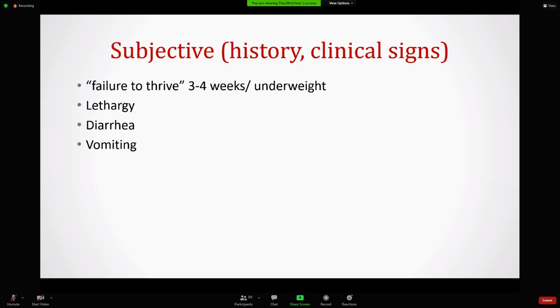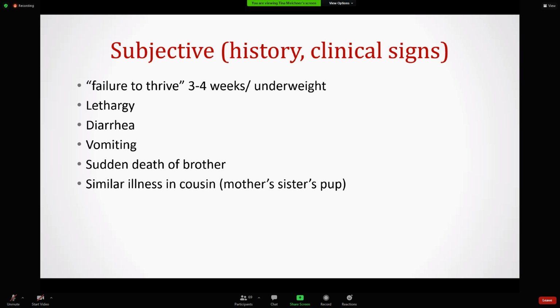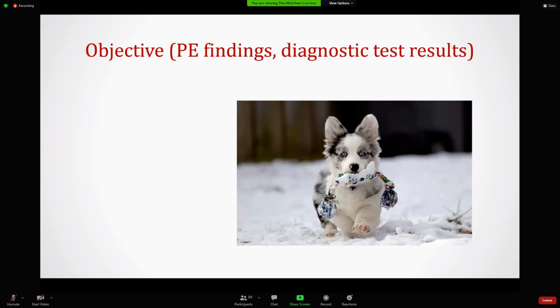Diarrhea, vomiting, sudden death of brother, similar illness in a cousin. And when we asked more specifically, it was actually from the mom's sister, a puppy who had similar clinical signs and died. Okay. From our physical exam findings, what would you put on a problem list?